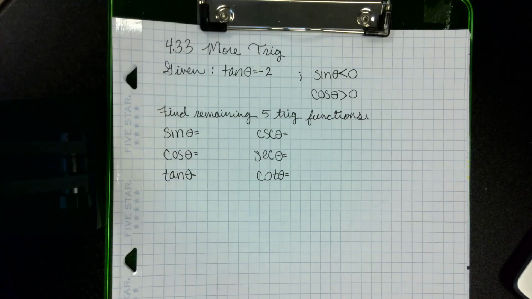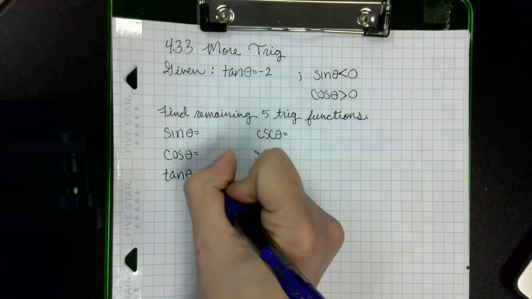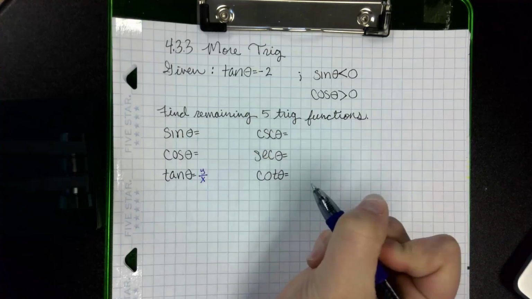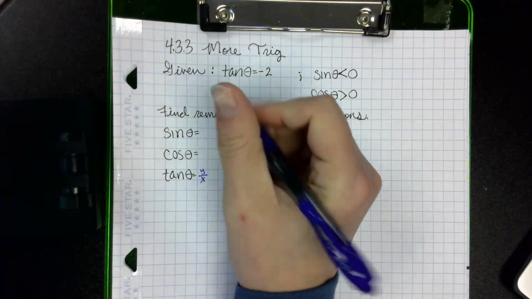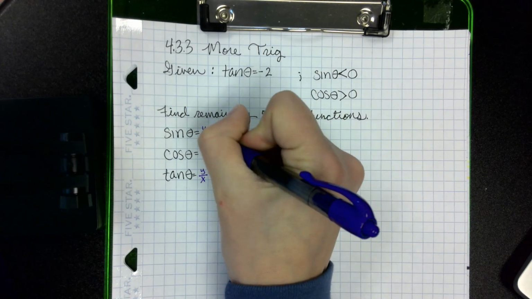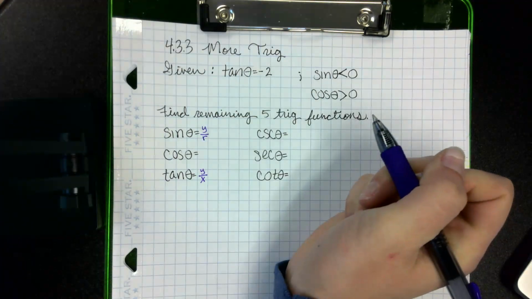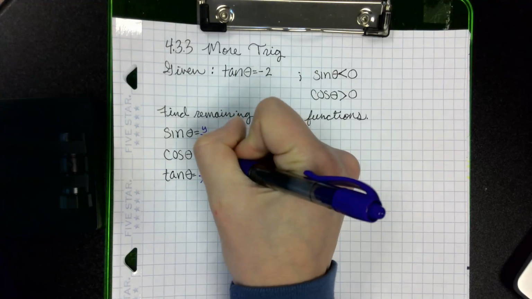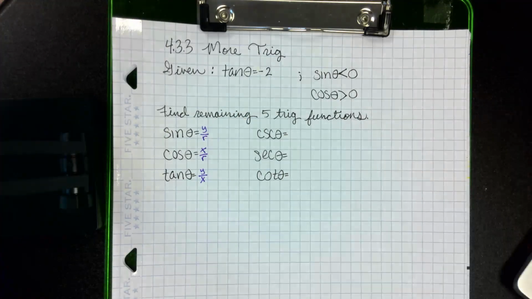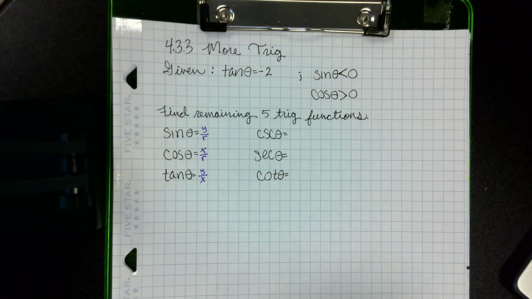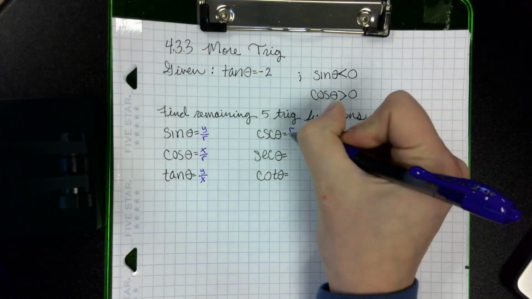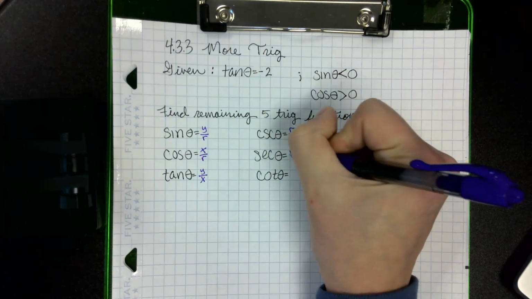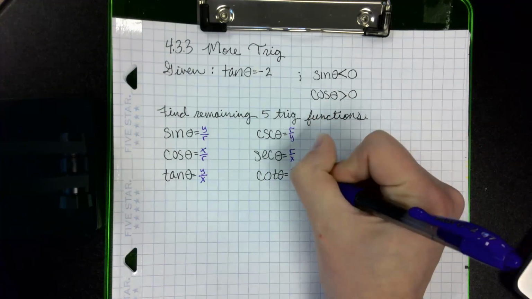So if we know that tangent theta is -2 and tangent is y over x, I'm going to go ahead and fill those in too. So sine, we know sine is the y component over the radius. We know cosine is the x over the radius, and tangent is the y over the x. We could also write the reciprocals by just taking those and flipping them: r over y, r over x, and x over y.